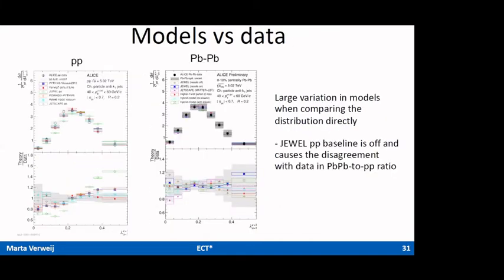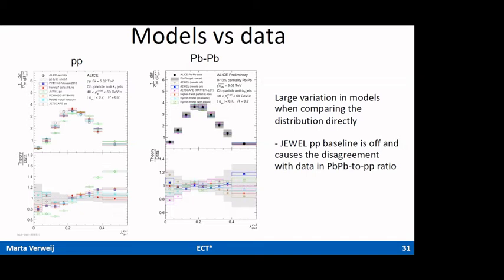Okay, then a word about the baseline. Here we compare directly these angularity distributions to the models on the left-hand side. You see for PP collisions, and we just saw that the model doesn't reproduce the lead over PP ratio, but this seems to come from the PP baseline, which is very different from the data. So okay, this I think is a Pythia tuning issue, which probably can be fixed in the future.